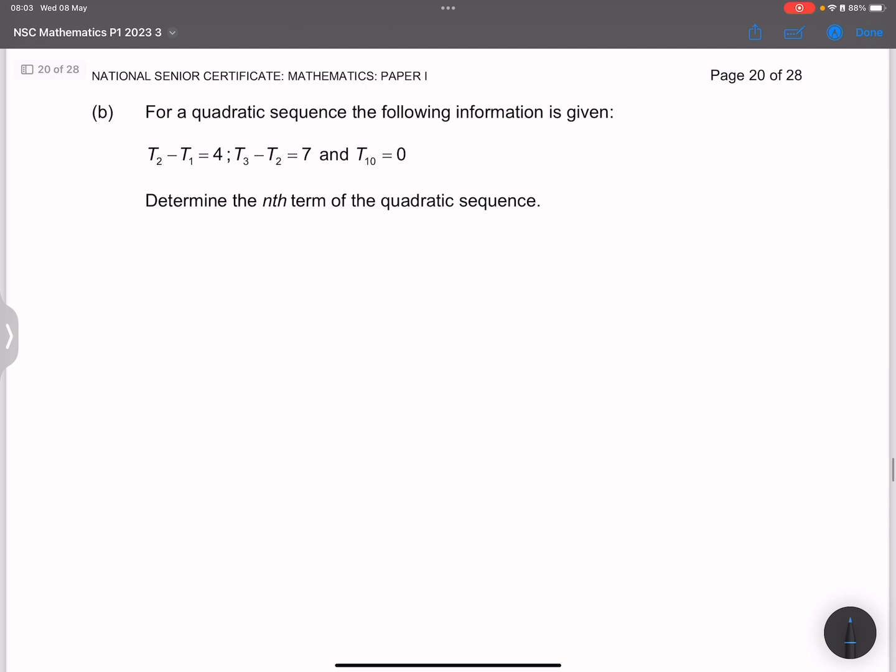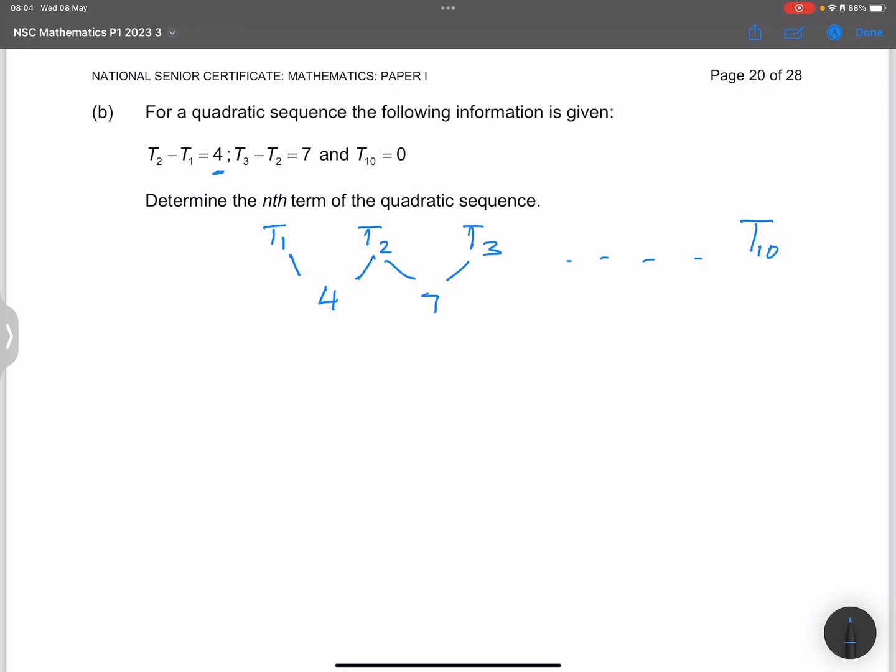They say to us, for a quadratic sequence, the following information is given. They give us T2 minus T1, which is the first difference. If we had T1, T2 and T3, the first difference T2 minus T1 would be 4. They say T3 minus T2 is 7. And now they give us T10.